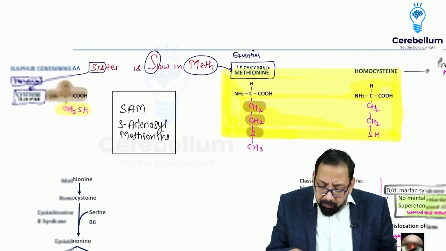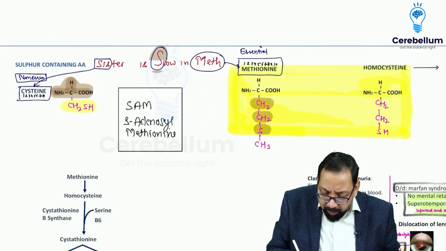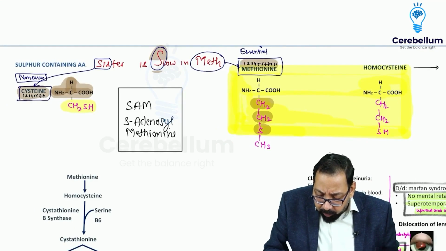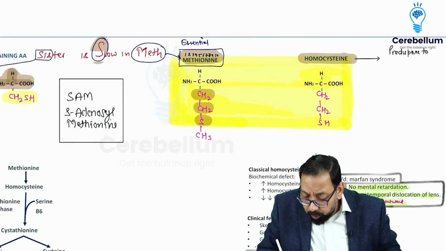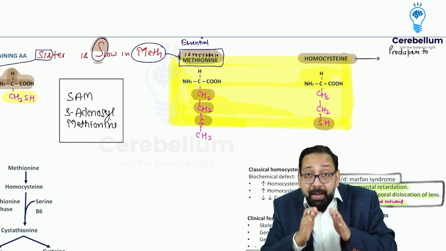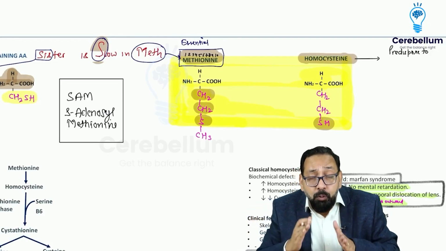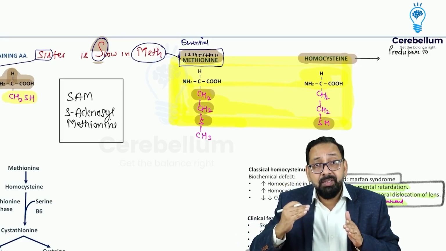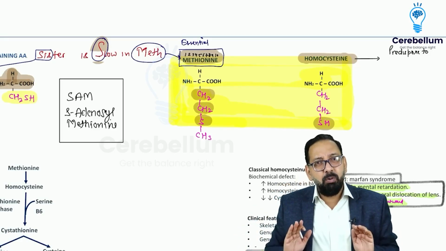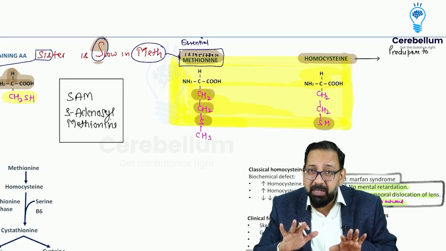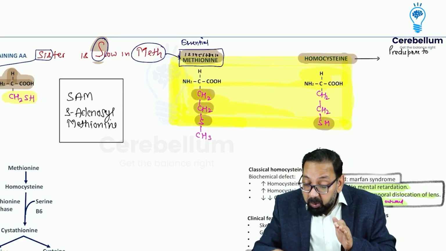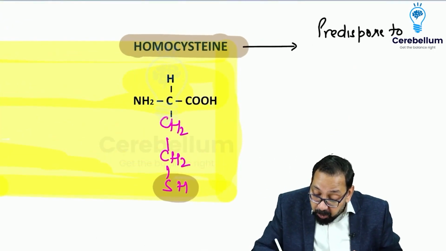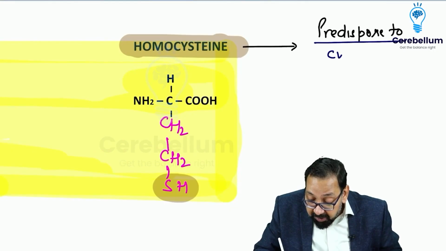So I told you sulfur containing amino acids, and I gave you the examples of cysteine and methionine. But I have not mentioned homocysteine. Although homocysteine also has sulfur, I have separated it because homocysteine does not take part in protein synthesis. Cysteine and methionine take part in protein synthesis. In fact, if homocysteine increases in blood, it predisposes to atherosclerosis, cardiovascular disease, coronary artery disease.